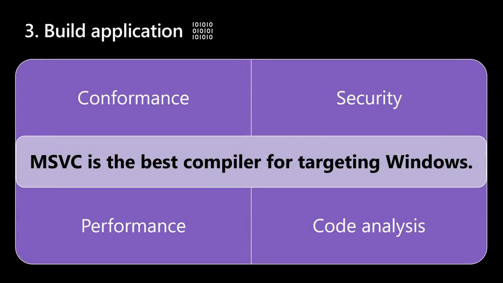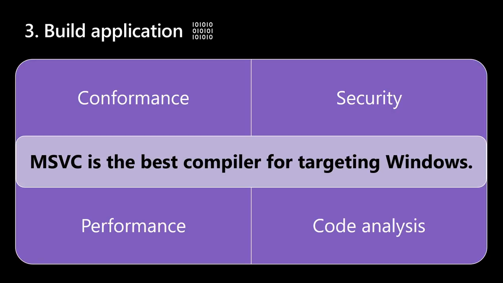Okay, so the next thing I wanted to talk about is the building stage, the compiling stage of software development. Okay, so you want to have a good compiler. You want to have a compiler that is standards conformant. You want to have a compiler that provides you good security. You want to have a compiler that is performant, and you want a compiler that has a nice suite of tools that you can use as a companion to that to make your life easier, for code analysis, for example. All 4 of those things are things that the MSVC compiler toolset can give you, and for that reason, we believe that MSVC is the best compiler for targeting Windows.